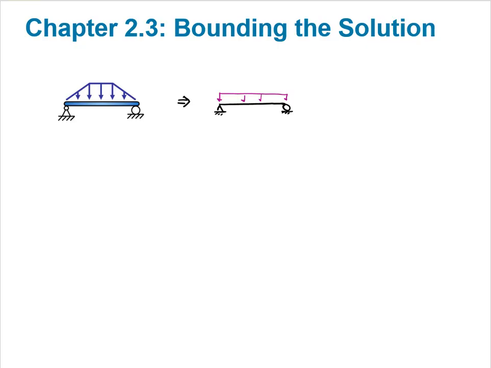We might change the boundary conditions, the supports or connection type. For example, this beam is indeterminate, but if we change the fixed support to a pin support, this beam is determinate. We can find the peak shear and moment in this beam quickly.